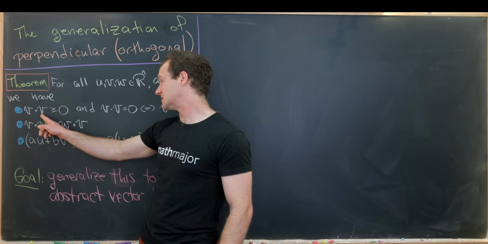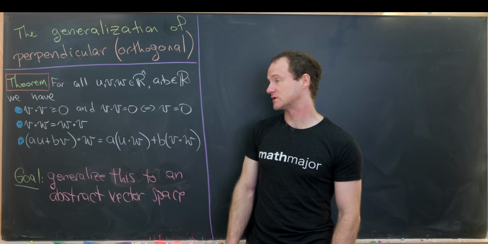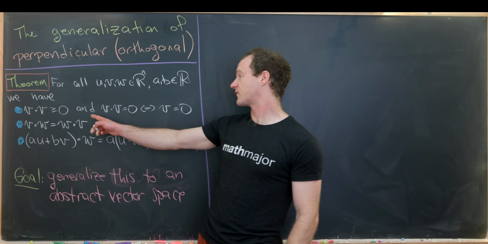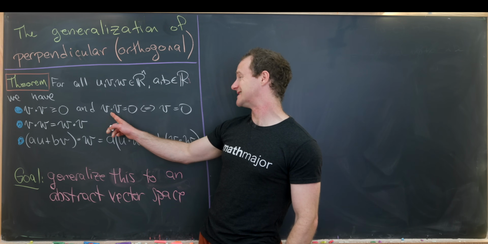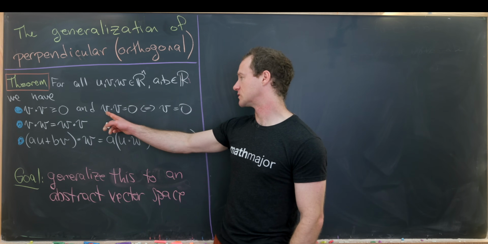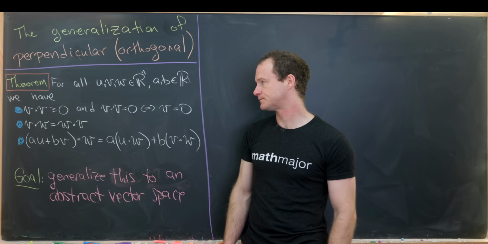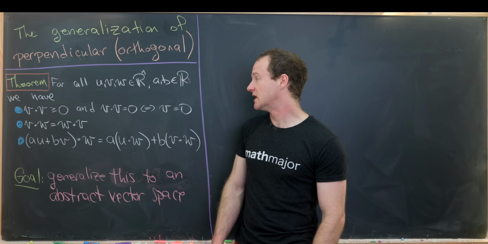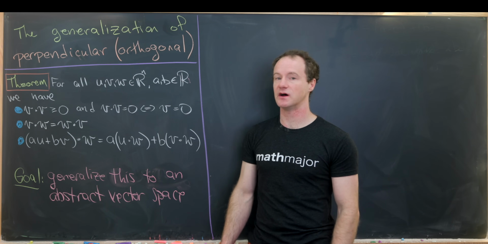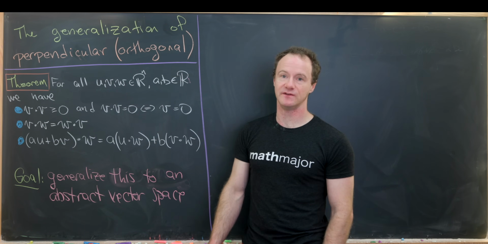So v dot v is always non-negative. It's always bigger than or equal to 0 if you take the dot product of a vector with itself. And furthermore, the only way to get 0 is if you start with the 0 vector. In other words, v dot v is 0 if and only if v is equal to 0. Okay, nice. And then next, there's some sort of symmetry or commutative property of the dot product. So v dot w is the same thing as w dot v.